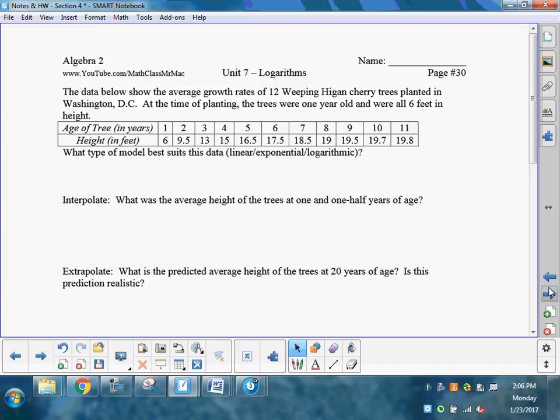Now, it says the data shows the average growth rate of 12 trees in Washington, D.C. At the time of the planting, the trees are 1 year old and all were 6 feet in height. What type of model best suits us? You've got 3 choices. Is it exponential, linear, or logarithmic?